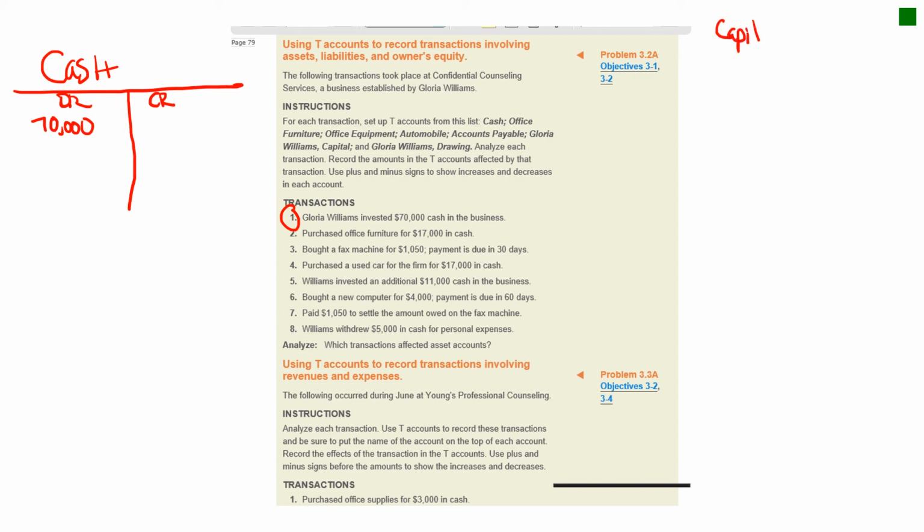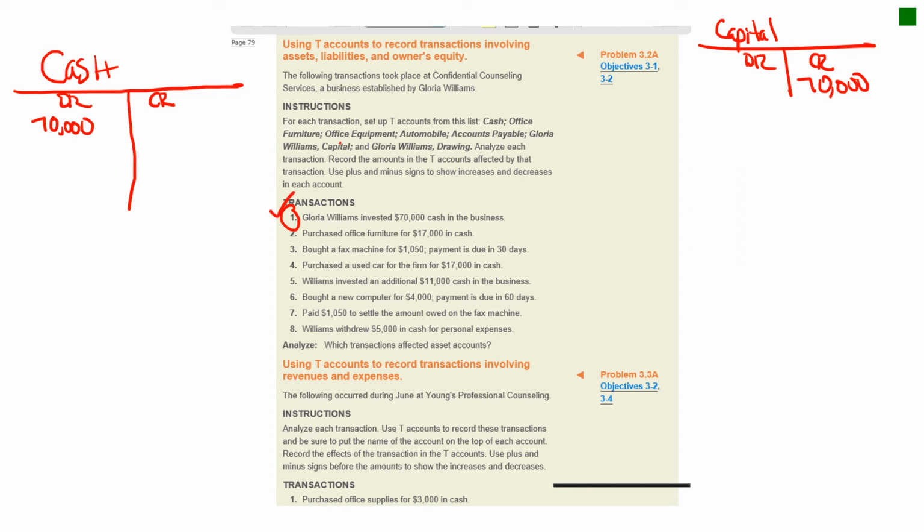I'm going to write the capital account up over here. Again, debit, credit, and of course, for the capital I'm just leaving the name off. It's Gloria Williams, Capital. You would be crediting capital for $70,000. That would take care of number 1.